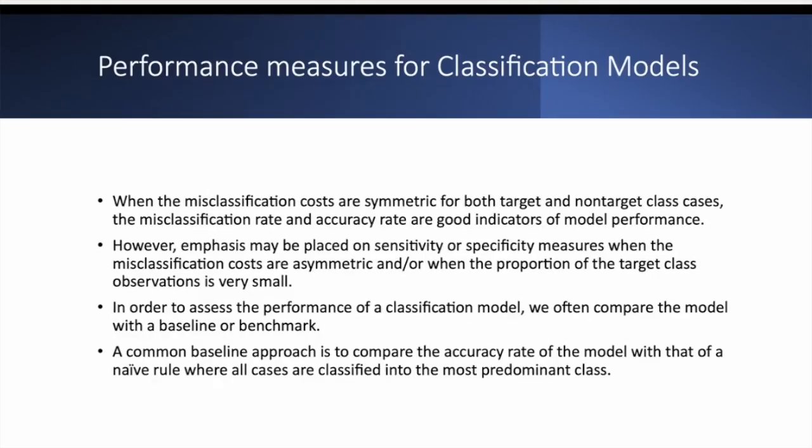So let's say these measures collectively represent the performance of the classification model. When the misclassification costs are symmetric for both target and non-target cases, the misclassification rate and accuracy rate are good indicators of good performance. However, emphasis may be placed on sensitivity or specificity measures when the misclassification costs are asymmetric or when the proportion of the target class observations is very small. So it depends on the data. If you have symmetric or asymmetric, we use these or those.